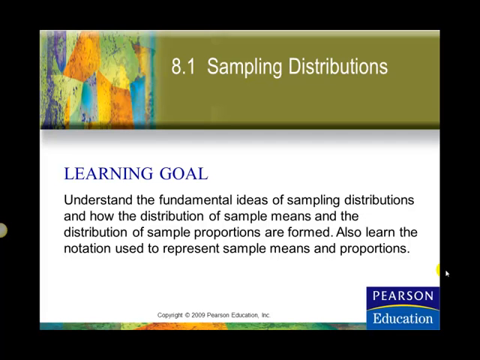Okay, so in Chapter 8, we are going to be looking at sample means and how we can use those to estimate population means, because usually we don't have populations to deal with.